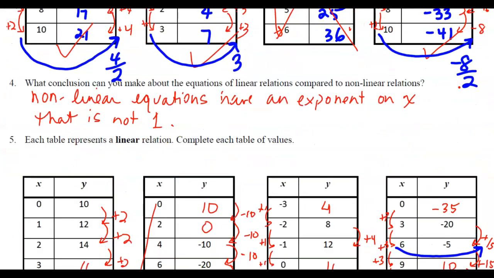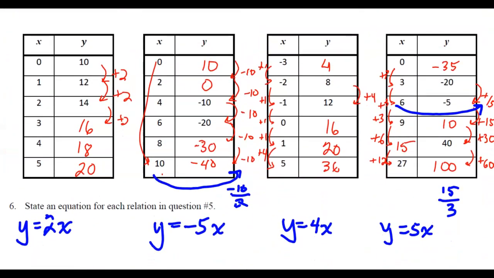So take a look here. I made sure I put that in. So when x is 0, y is 10. So that would have to be plus 10 there. Because when I put 0 in for x, that first term goes away. Here, when x is 0, y is 10. So I've got to have plus 10. When x is 0, y is 16. So I've got to have plus 16. When x is 0, y is negative 35. So those are your equations.